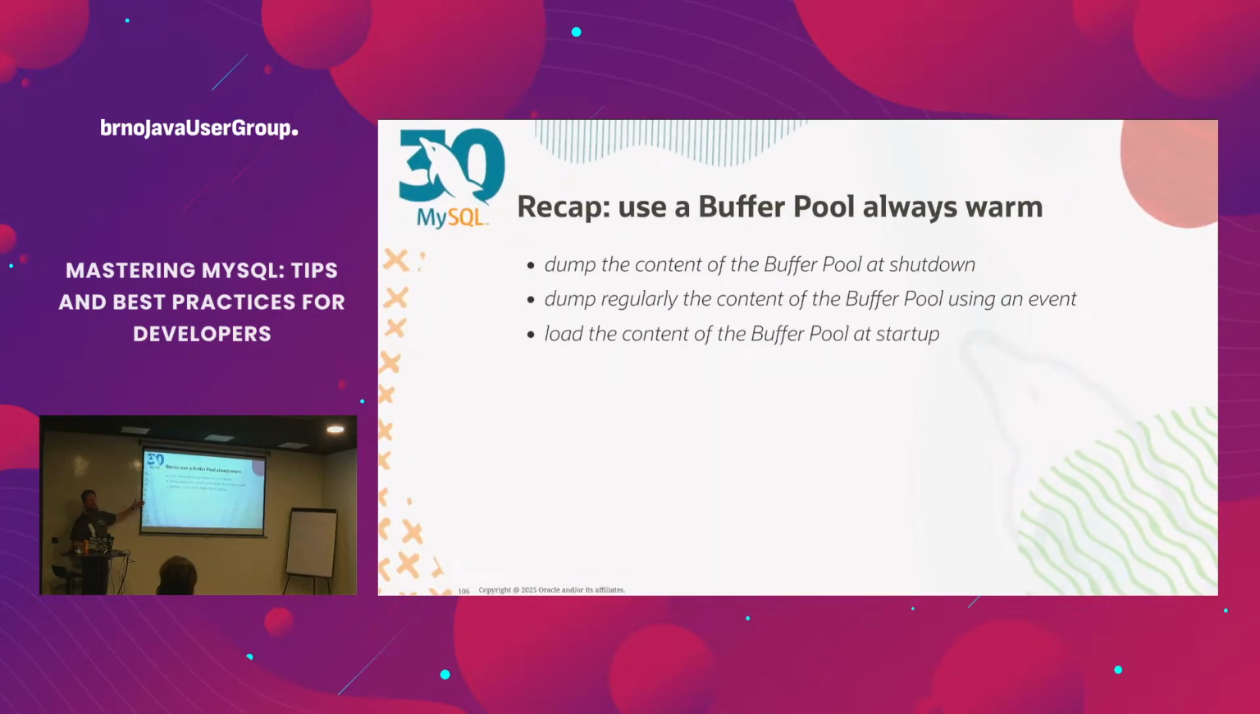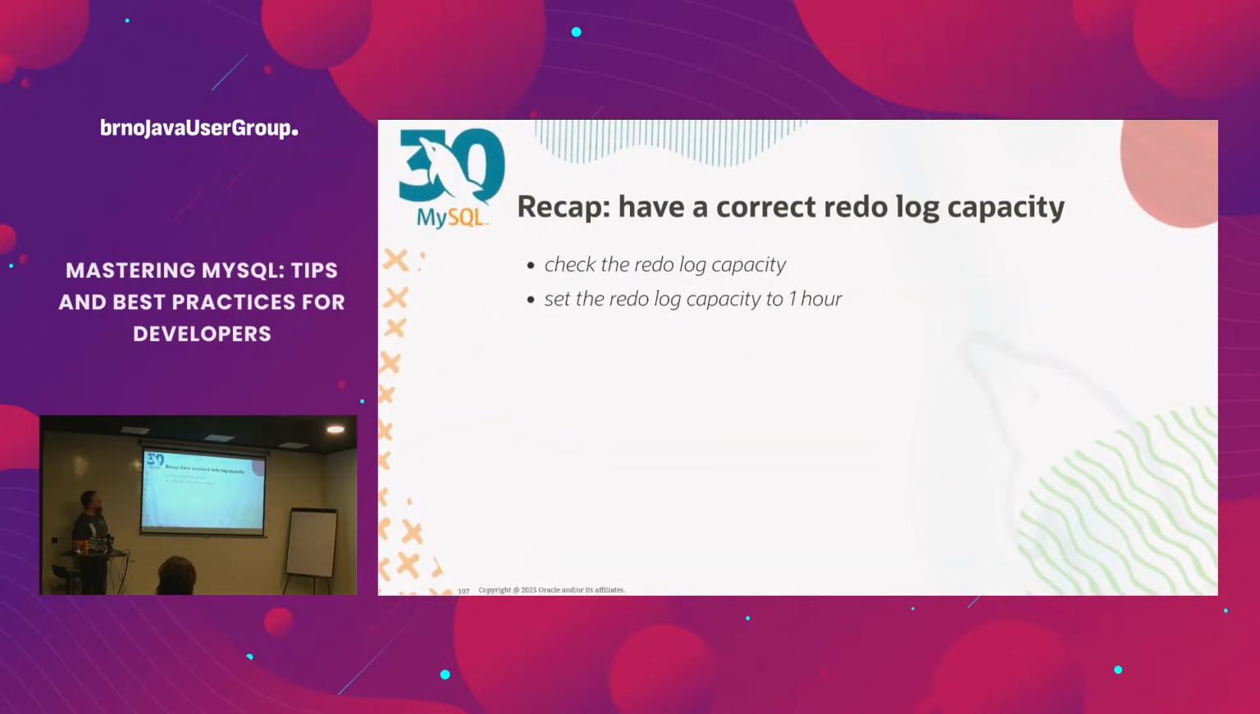Run warm as much as possible. So, for example, if you do a test, maybe it's nice that you dump the buffer pool, then you restart your server, and then you load the buffer pool before starting your test. So it's already warm. Check the redo log capacity you have, and keep it sized for 1 hour, right?